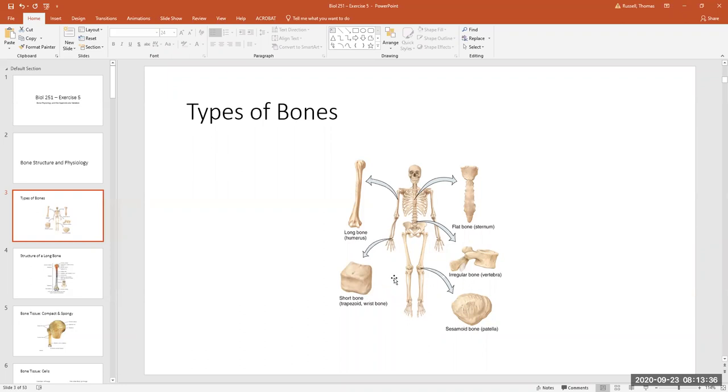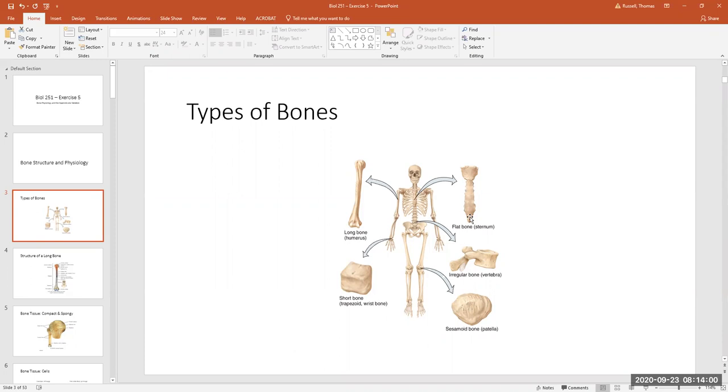We have bones in the body that are called flat bones. They show the sternum here. That's your breastbone. Everybody knows that word probably, your sternum. So flat bones, just like the name implies, well, they're flat. Flat bones are basically made up of 2 plates of compact bone with spongy bone in between. And I'll show you a picture of that as well.